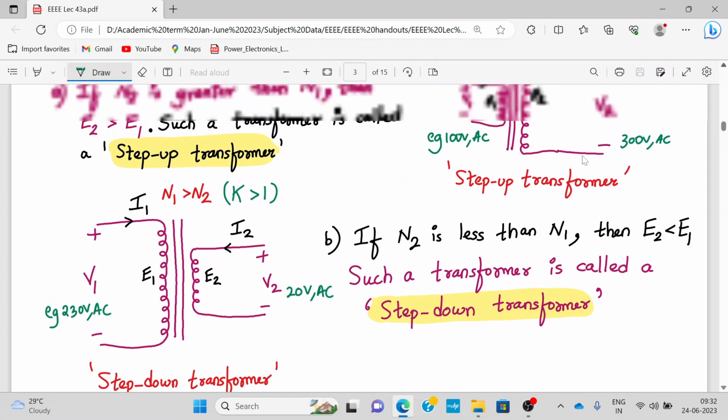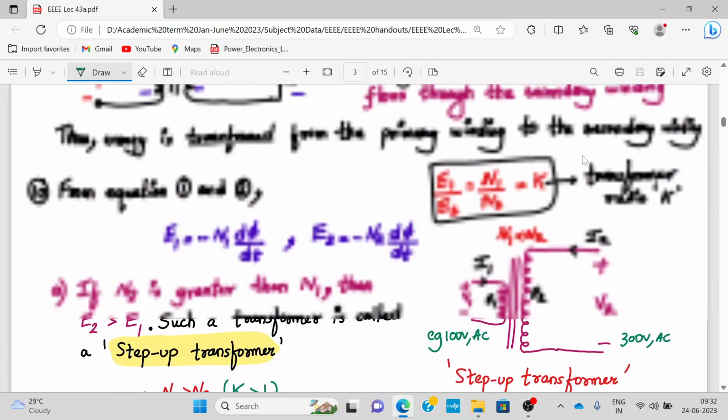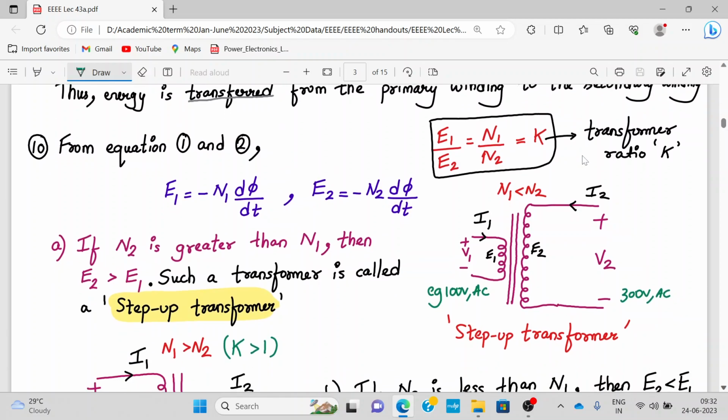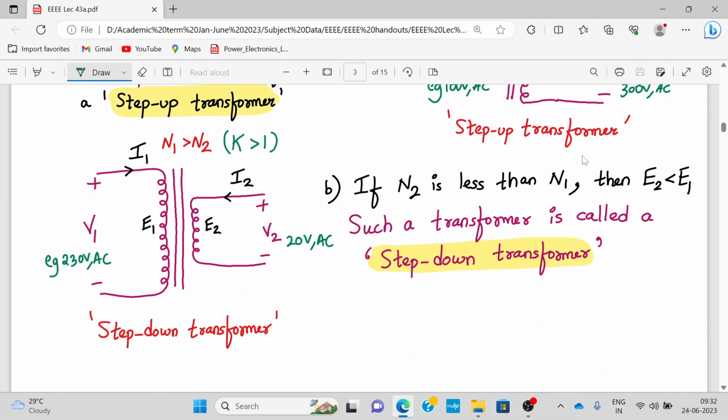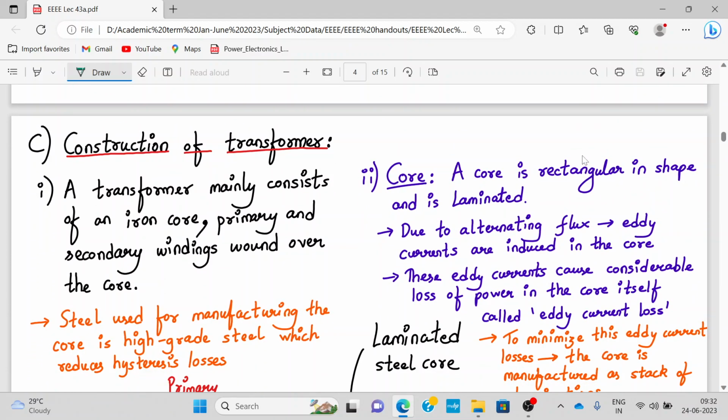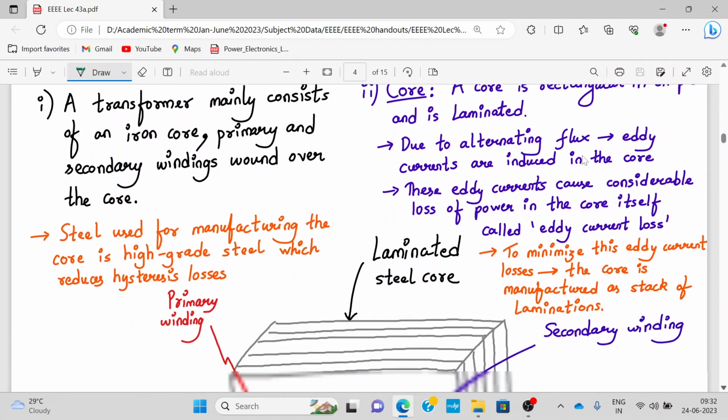So these are the two types of transformers which we have. Alright, it is clear. And remember this transformer ratio, E1 upon E2 is equal to N1 upon N2 is equal to K. That's very important. Alright, let's move on to the next topic. So let's see the construction of the transformer.